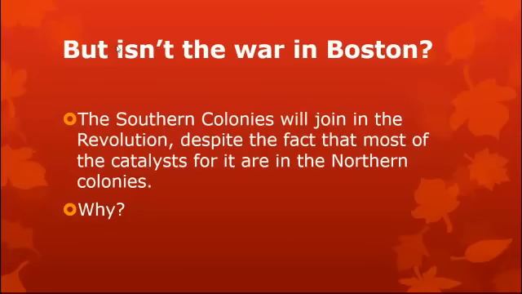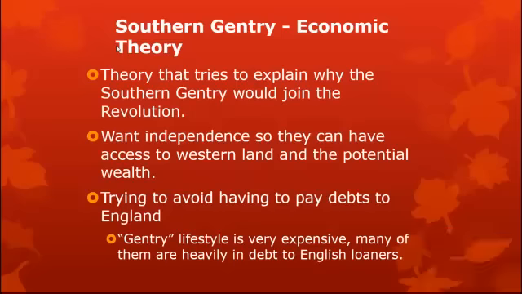But most of the stuff we're going to talk about actually happened in the North. It's going to happen in Boston, in Philadelphia, and places like that. But the Southern colonies are going to join in. So why would the Southern colonies join in if all the events are going to take place in the North? And there's a theory about this. And this is the theory of the Southern gentry.